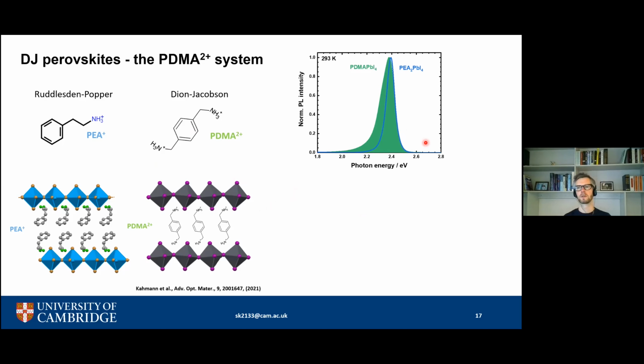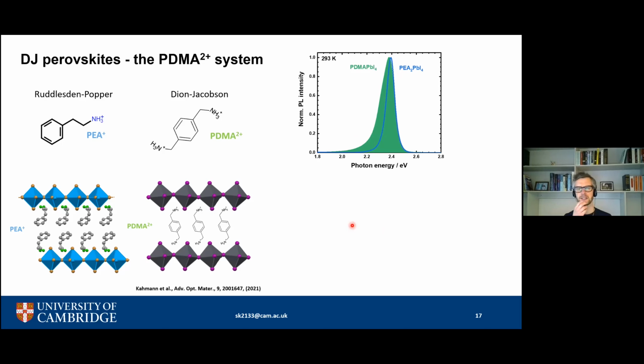Again, your band gap is determined by the metal and the halide. That's unchanged. And then we have a bit of a distortion in the system that can create a bit of a difference in the band gap energy. However, you can also see that this PDMA system shows you much broader PL width.